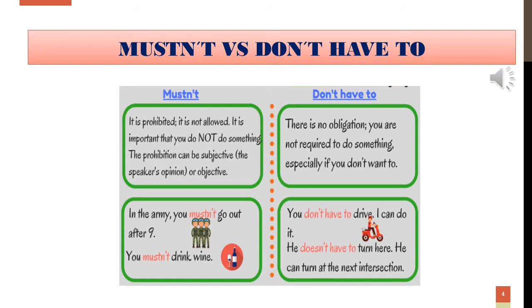Okay? And what about don't have to? We use don't have to when there is no obligation. You are not required to do something, especially if you don't want to do. Okay? For example, you don't have to drive. I can do it. He doesn't have to turn here. He can turn at the next intersection. Okay? This is the difference between mustn't and don't have to.